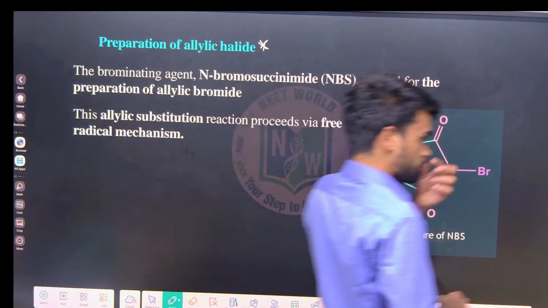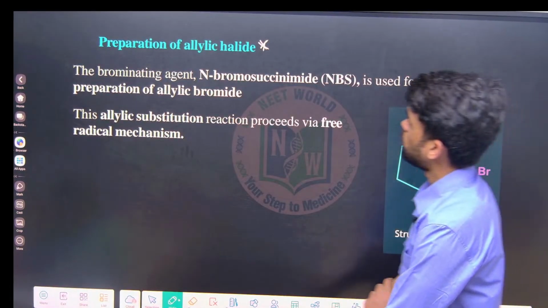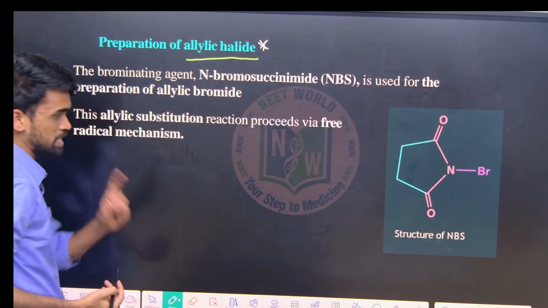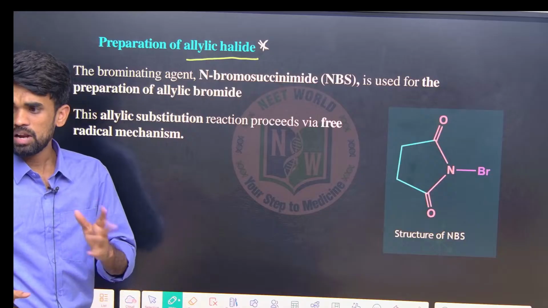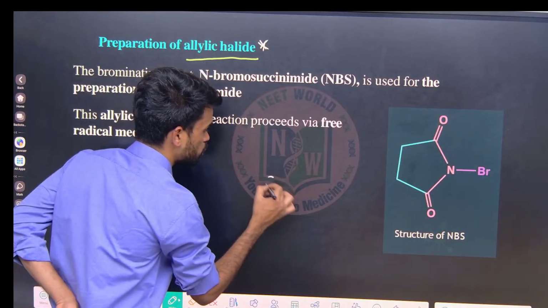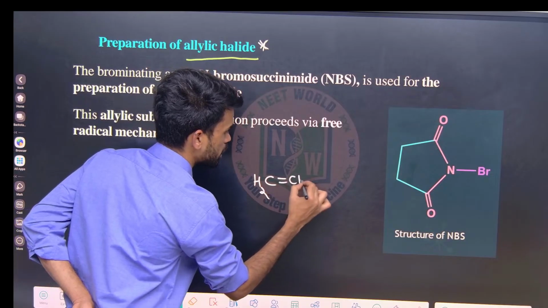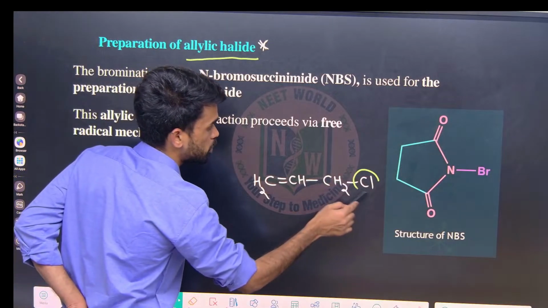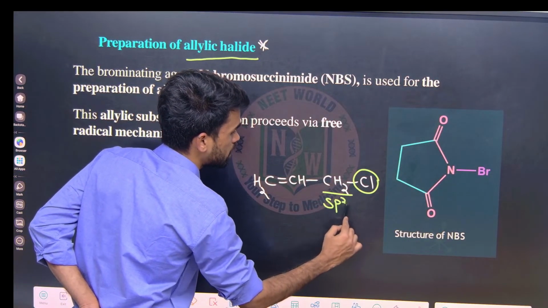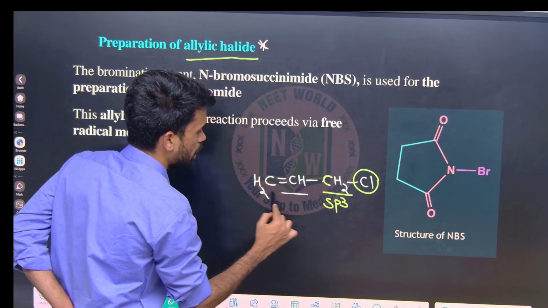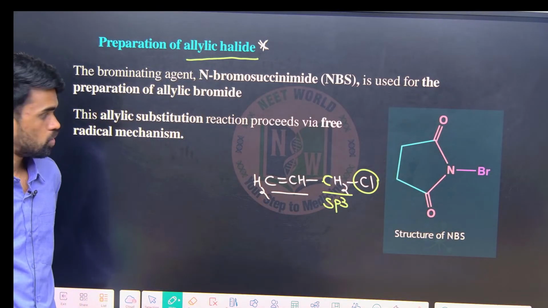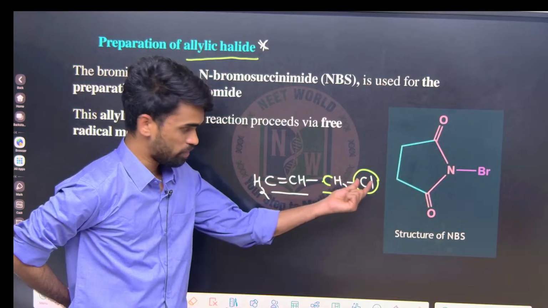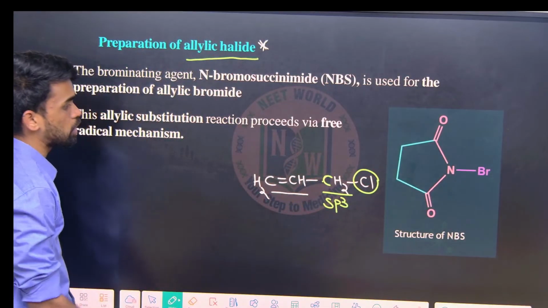Look at here. See here, preparation of allylic halides. What do we mean by allylic halides? In the first day, classification of haloalkanes itself we discussed. Allylic means it should be like this: CH2=CH-CH2Cl. It means the halogen atom should be present on an sp3 hybridized carbon, and that sp3 hybridized carbon is attached to the sp2 carbons. So there should be a double bond system, alkene system, attached to the sp3 carbon on which chlorine is present. This is what I can call allylic chloride.